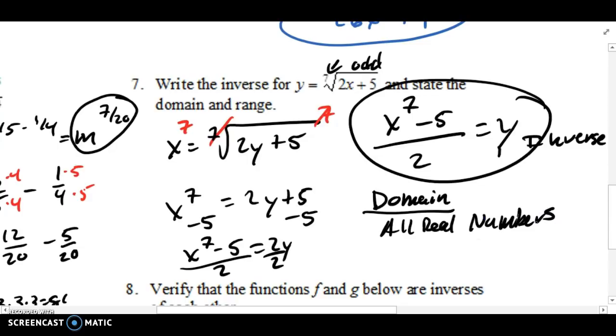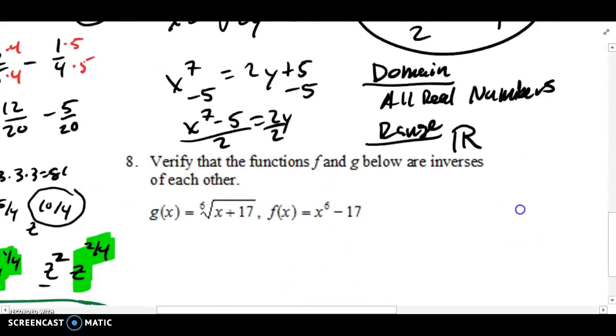Okay, if it was even, it would be like the other example in our notes, which we talked about. So you can go check your notes on that. The range here is all real numbers as well, and I'm going to use the R symbol for that. So just like we talked about in our notes. So that's what I'm looking at for an A. If it was an even function, then it'd be different. The domain would be different. And if you have questions about that, let me know.